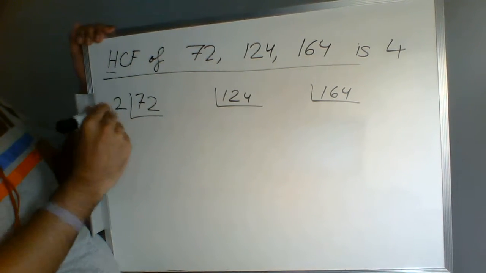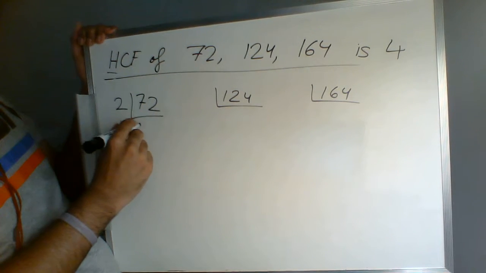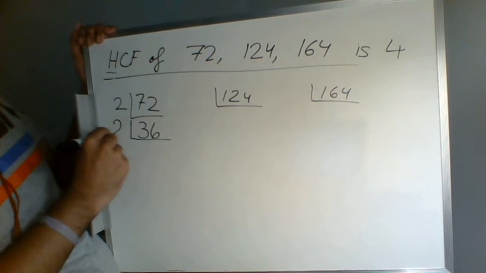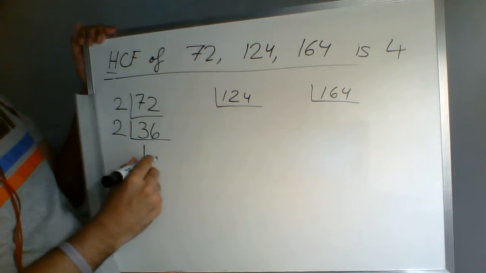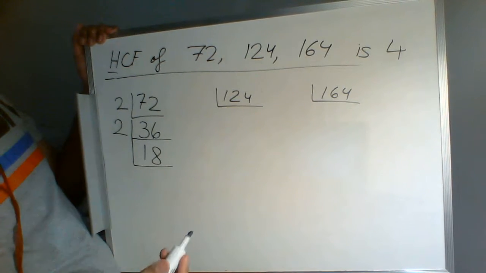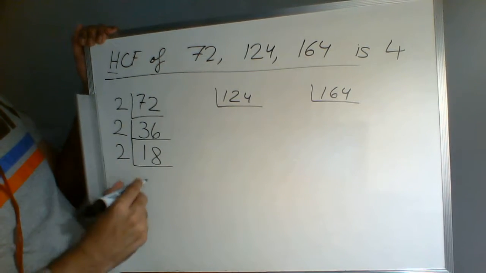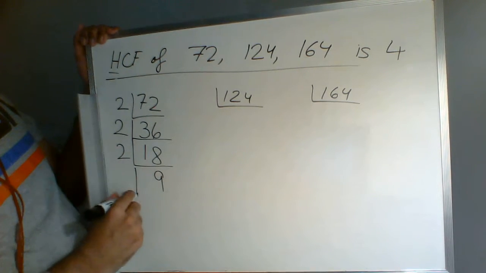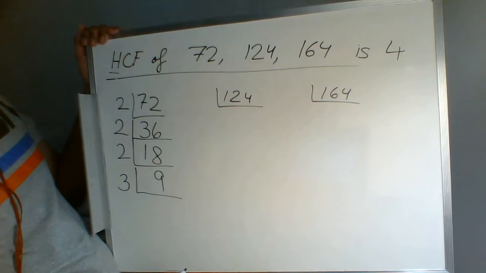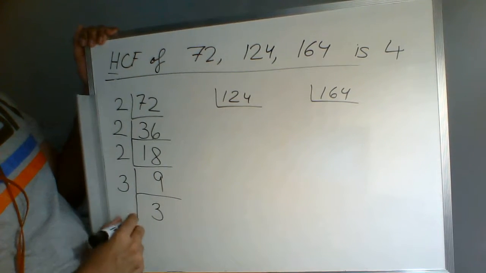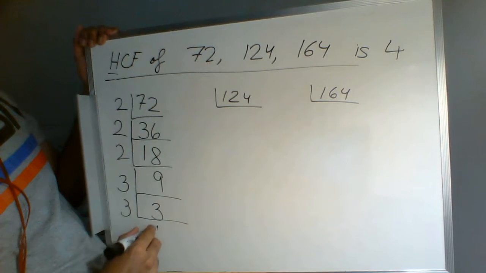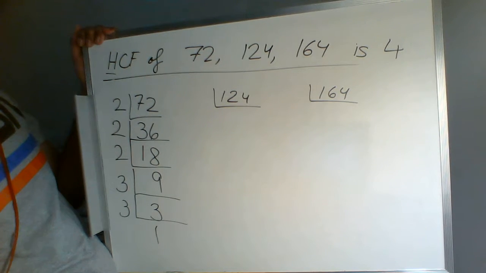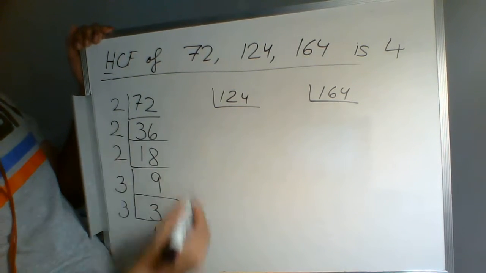It's even, so we can divide this by 2. So we can do 72 divided by 2, that's going to give us 36, which is still even, so we can divide that by 2 again. 36 divided by 2 is going to give us 18. That's still even, so we can divide that by 2 one more time. 18 divided by 2 is going to leave us with 9. Now 9 is not divisible by 2, so we move on to the next prime number, so we get 3. 9 divided by 3 is equal to 3. And then 3 divided by 3 finally gives us 1 down there. Alright, hopefully you're beginning to get how this works.